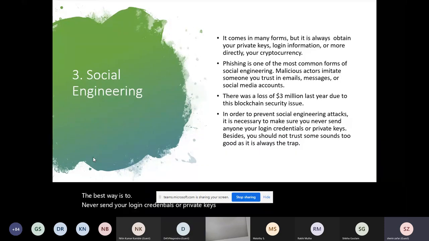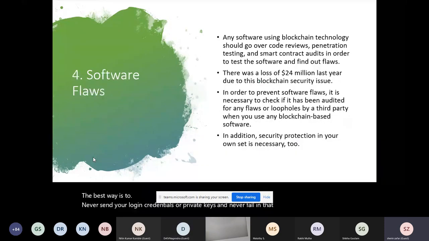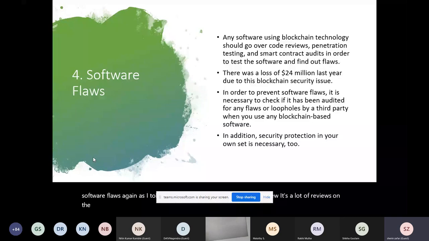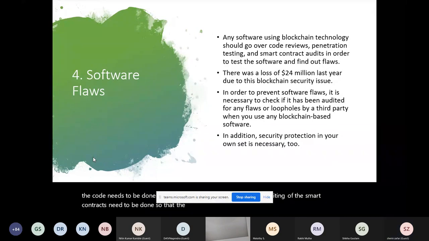Then software flaws. Again, as I told you, blockchain technology is still new. So a lot of reviews of the code need to be done, a lot of testing needs to be done, and a lot of auditing of the smart contracts needs to be done so that the flaws in the software can be found, because auditing plays a very, very important role. So it's important that those software issues are solved so that there's no loss in terms of that particular product which comes into the market.